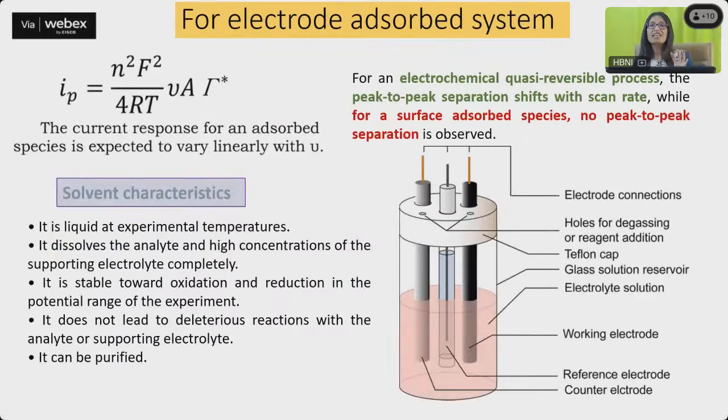Now, if you have an electrode adsorbed system, this is a three electrode system. So there are many things which are there over here.